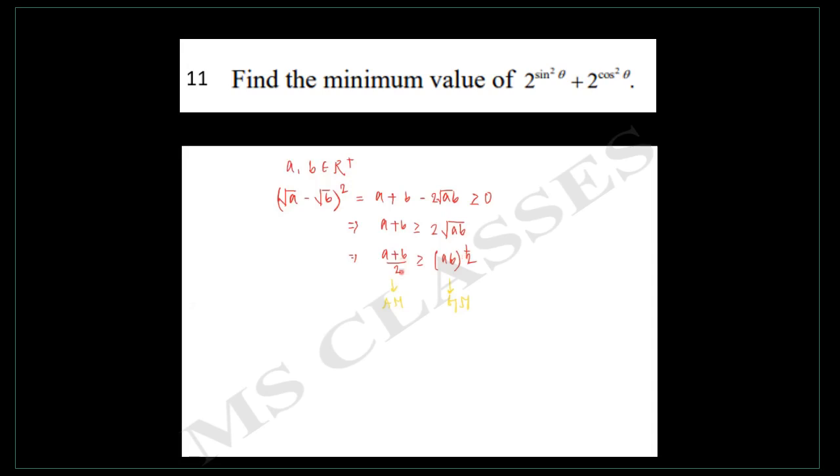A plus B by 2 greater than or equal to AB to the power of half. And keep in mind, you can think in this way for the time being, that AM is greater than or equal to GM. The proof I have shown, but why these terms are AM and why these terms are GM, that we will do in sequence and series. So for any positive real numbers, we can write (A plus B) by 2 greater than or equal to AB to the power of half, always. Come to the next question.